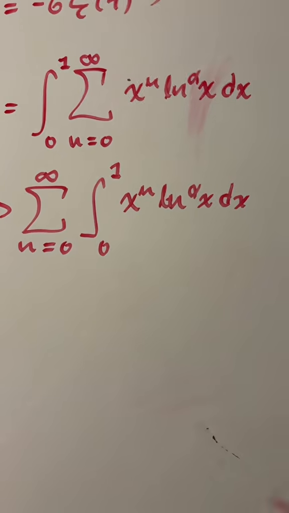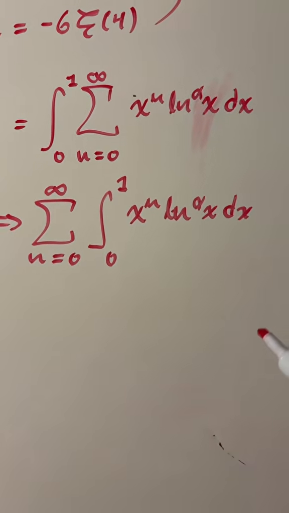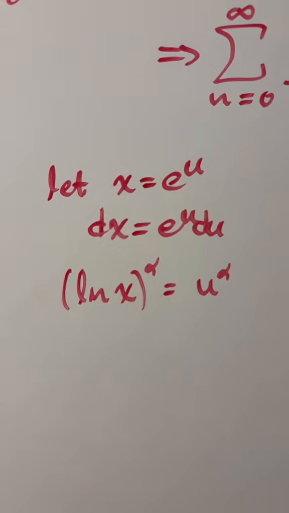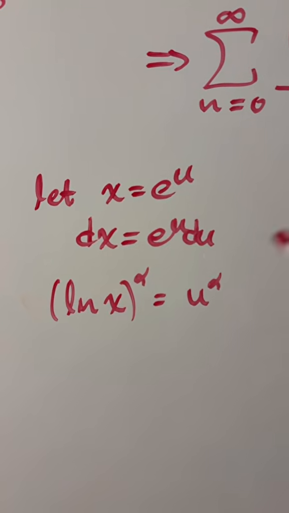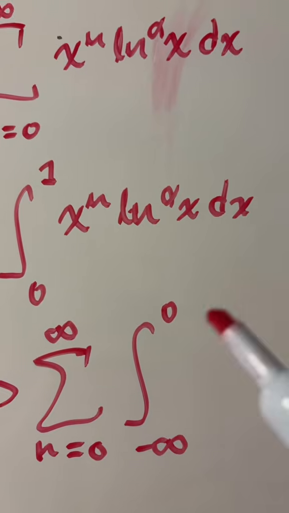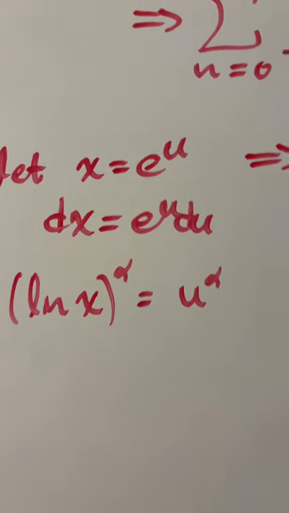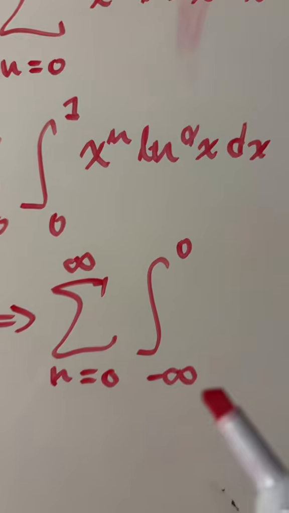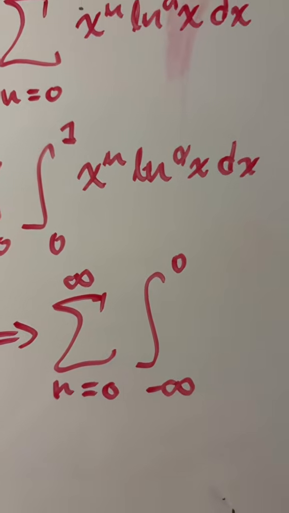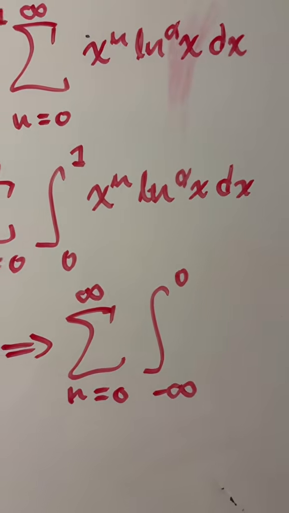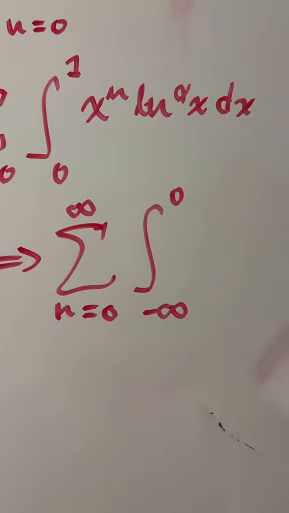Now, like magic, I'm going to take this integral and turn it into a gamma function. First, I'm going to make the substitution that x is equal to e to the u. One reason for this is the log of x to the power alpha is going to turn into u to the alpha, and then x to the n is going to turn into e to the u times n. This will also change the bounds from being from 0 to 1 to negative infinity to 0.